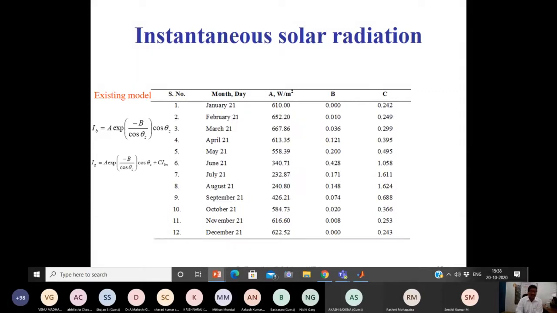There are existing models available, the two-constant AB model and the ABC model. Using these three constants, which are defined for each and every month, January to December, and substituting the corresponding constants in this equation, we can calculate the beam radiation and global radiation. This is the existing model.